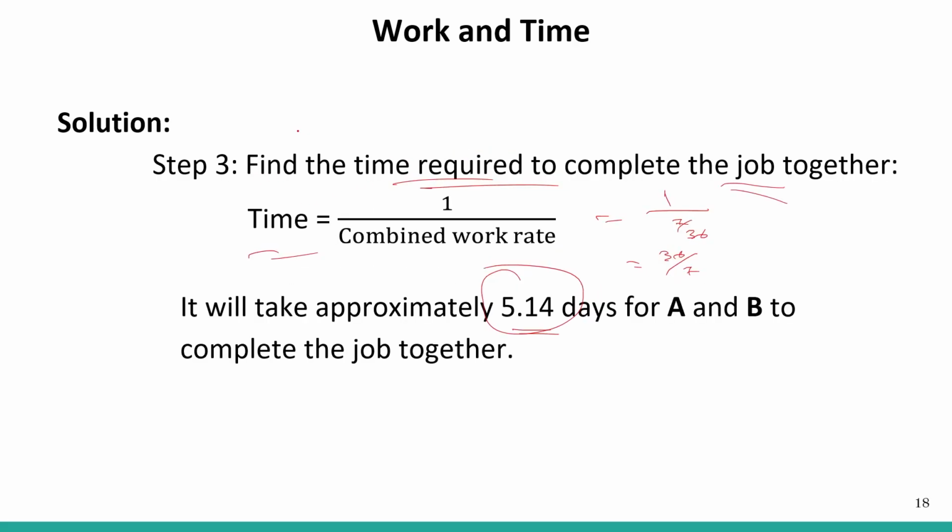So we summed them up and we arrived at 7 by 36. Then we found the time required to complete the job together. Okay, so time is equal to what? 1 by work rate, or 1 by combined work rate in this case. So 1 by combined work rate was 1 by 7 by 36. Taking the reciprocal of 7 by 36, we arrive at 36 by 7. That is equal to nothing but 5.14. Okay, so this is the correct answer. So it will take 5.14 days for A and B to complete the job together.